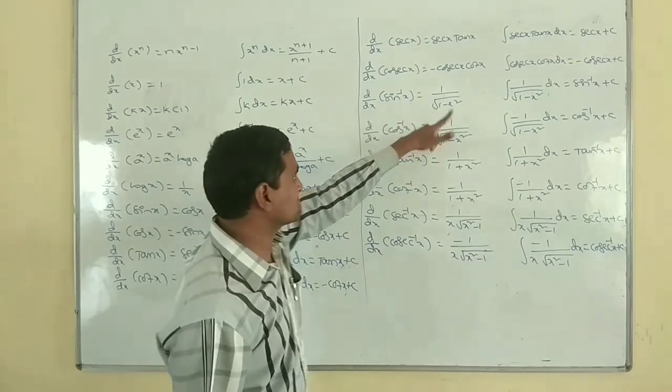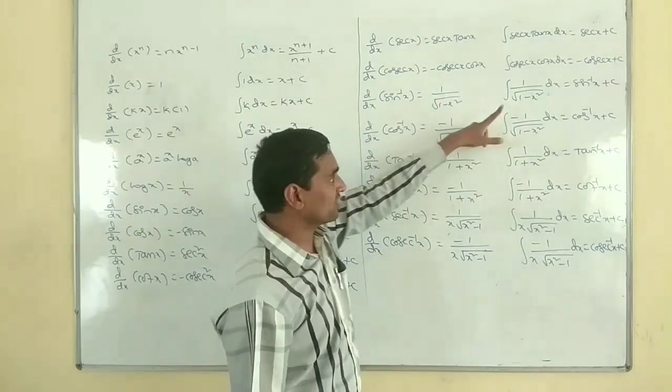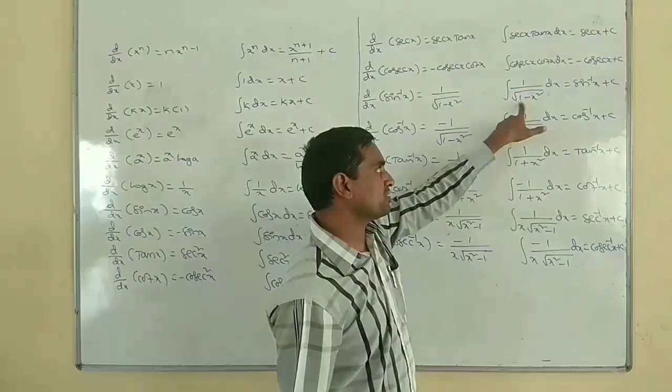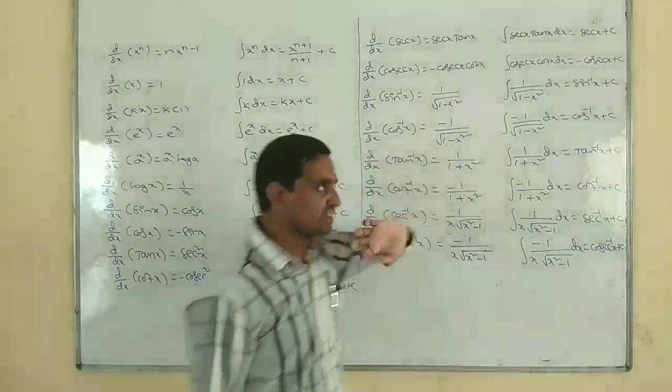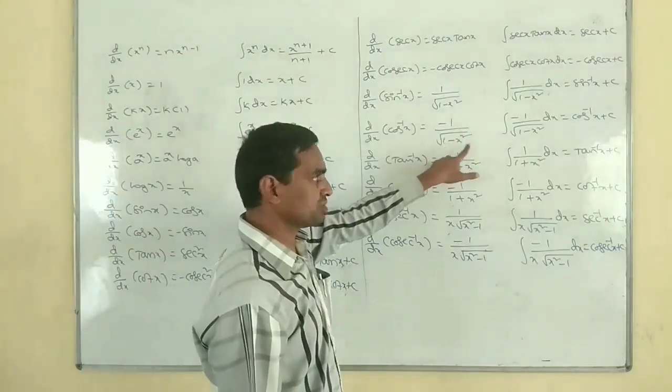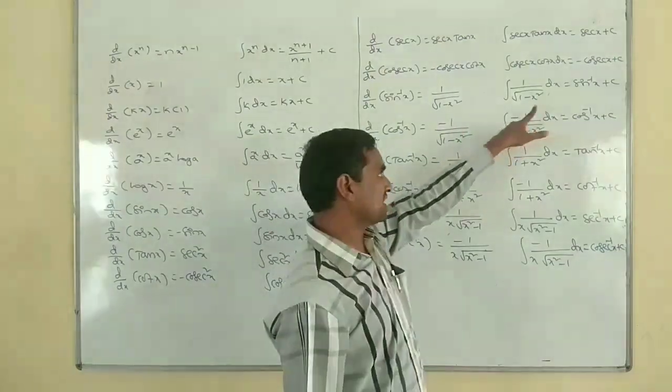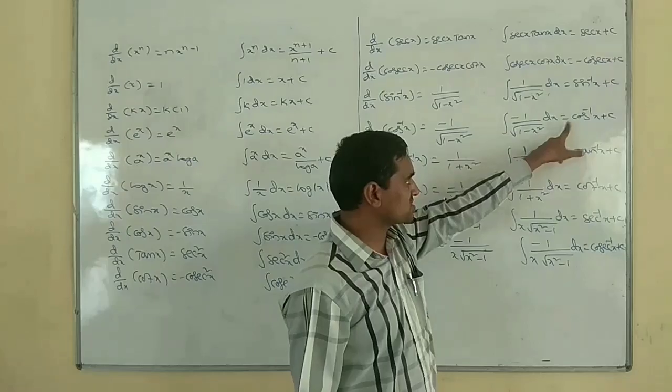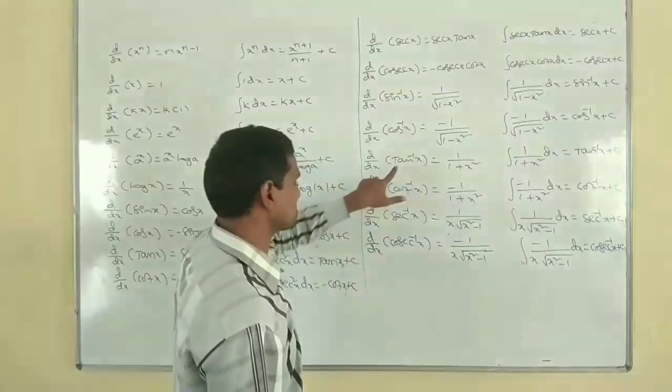Differentiation of sin inverse x is 1 by root of 1 minus x square. Integration of 1 by root of 1 minus x square dx is sin inverse x plus c. Differentiation of cos inverse x is minus 1 by root of 1 minus x square. Integration of minus 1 by root of 1 minus x square dx is cos inverse x plus c.